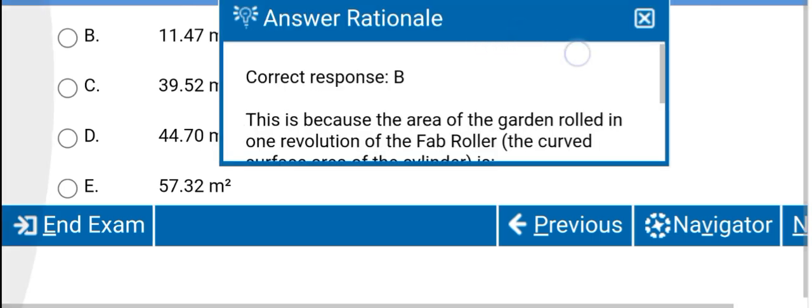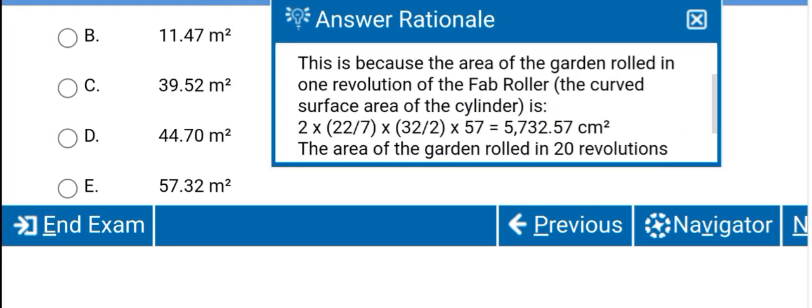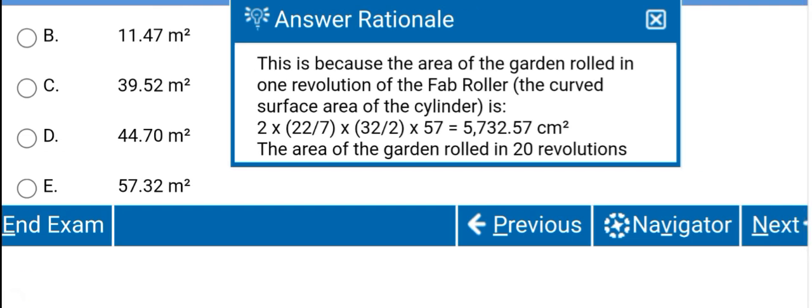So the correct response is option B. This is because the area of the garden rolled in one revolution of the fab roller, that is the curved surface area of the cylinder, is 2 into 22 divided by 7 multiplied by 32 divided by 2 multiplied by 57 equals 5732.57 centimeters squared.